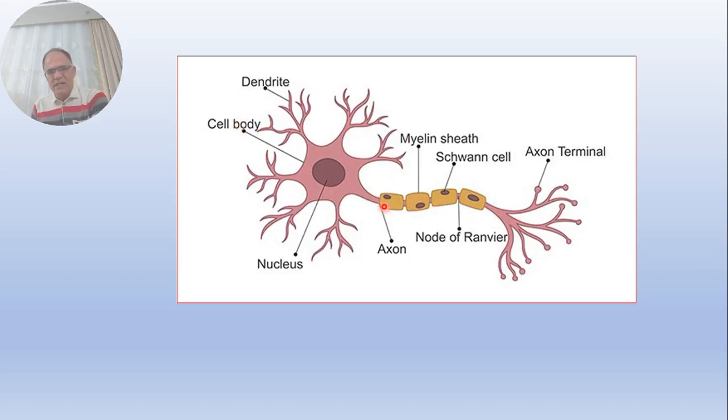In these figures, we can see the myelin sheath mainly around the axons. These cells wrap around the axons and produce the myelin sheath, but you can see some points along the length of the axons where there is no myelin sheath. These points are called nodes of Ranvier.